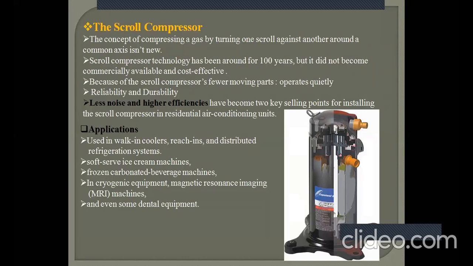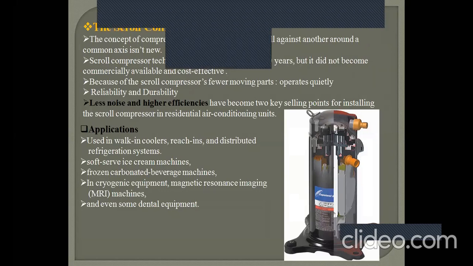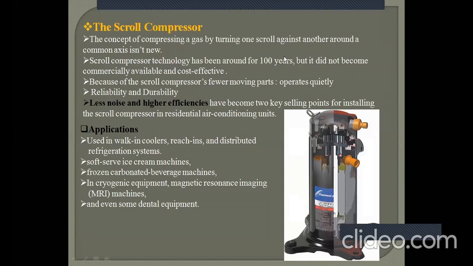Now the third type is the scroll compressor. The concept of compressing gas by turning one scroll against another around a common axis is the principle of the scroll compressor. But this scroll compressor technology is not a new one. It is quite old technology. Scroll type compressors were invented around 100 years ago, but they did not find commercial value and cost effectiveness until a couple of years back.